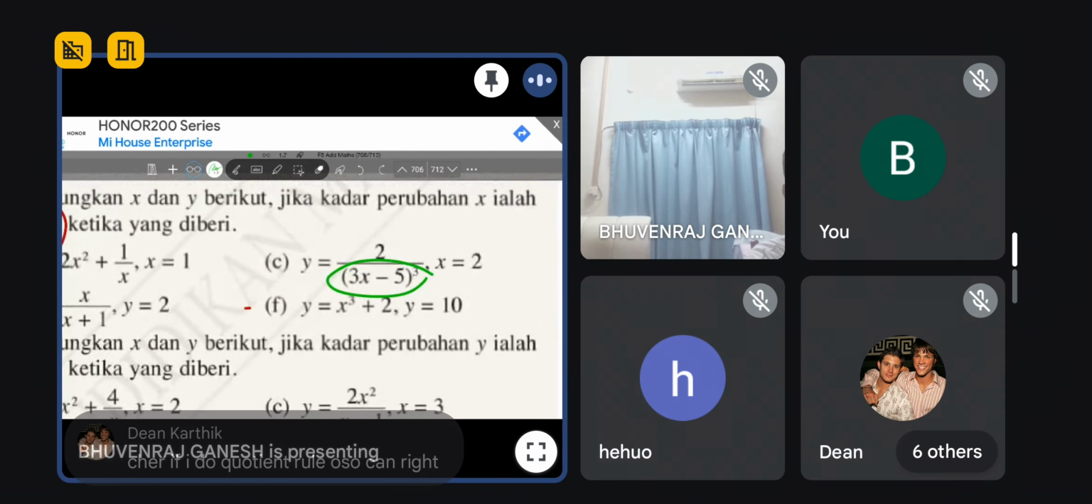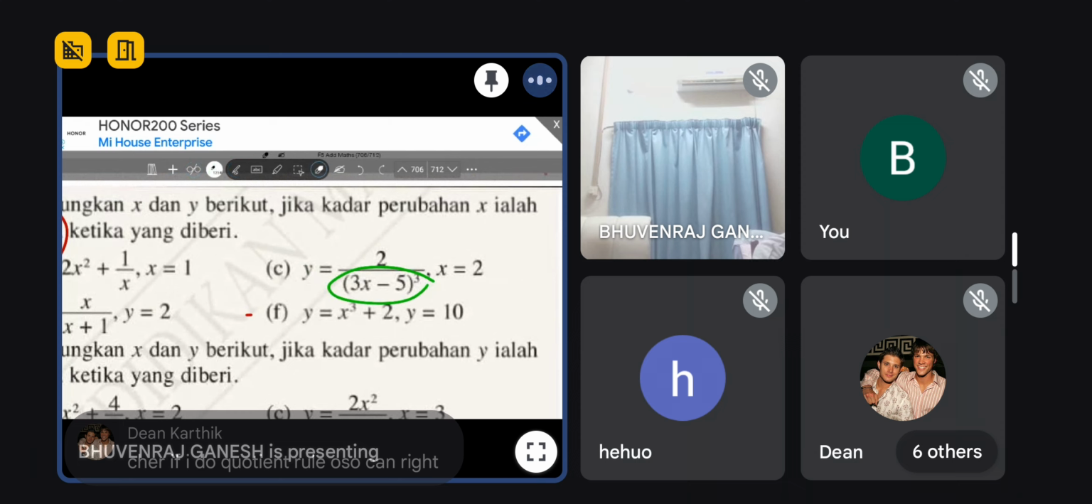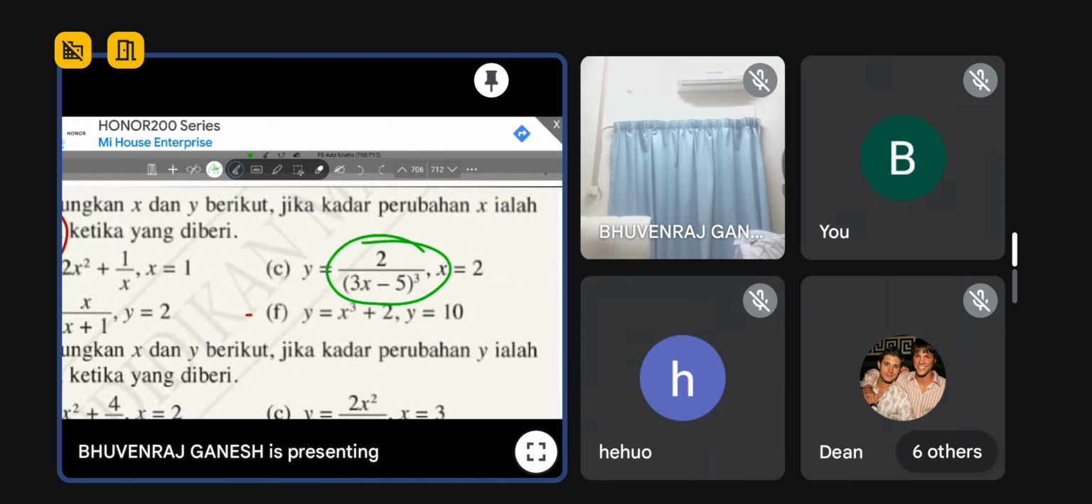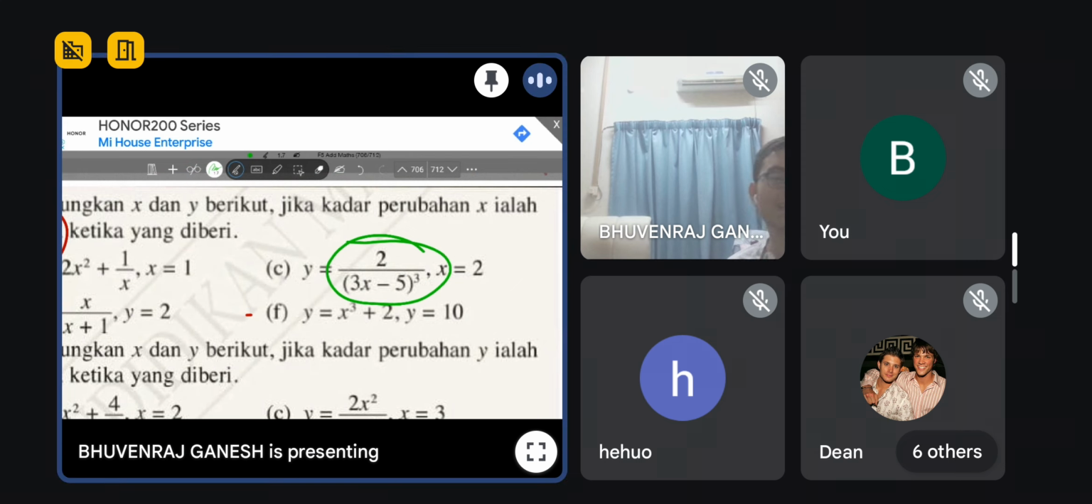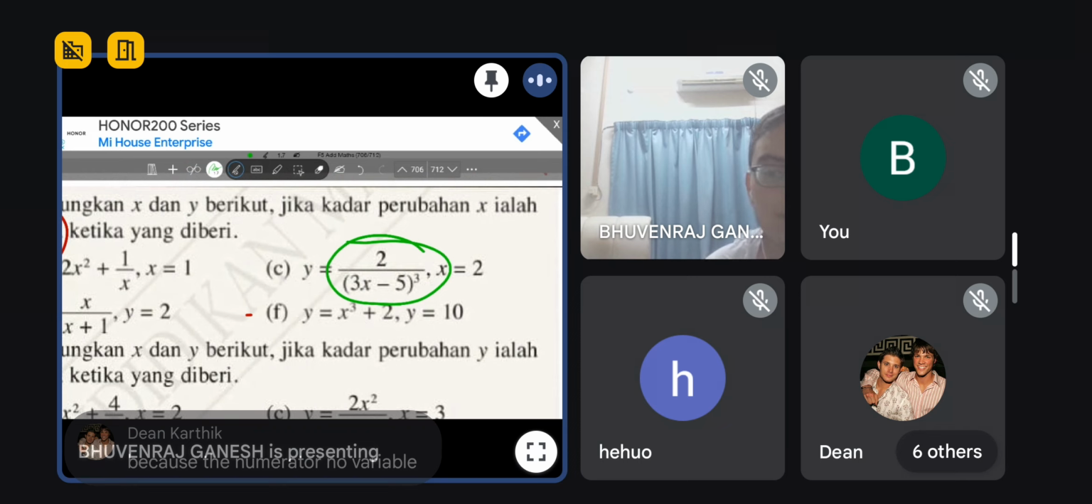So now guys, let me ask you one question. Can I use quotient rule over here? Boleh tak saya guna petua hasil bahagi to find dy dx? Yes or no? Why no? Mengapa tak boleh? Actually can. Boleh.